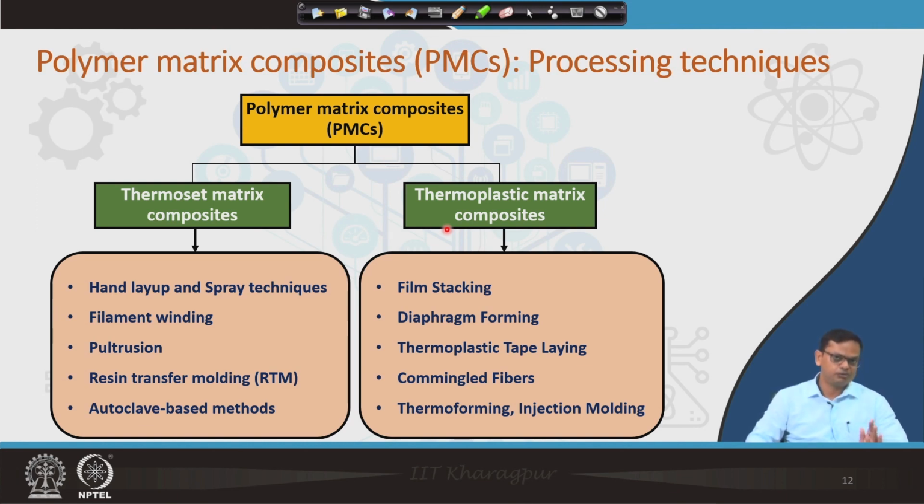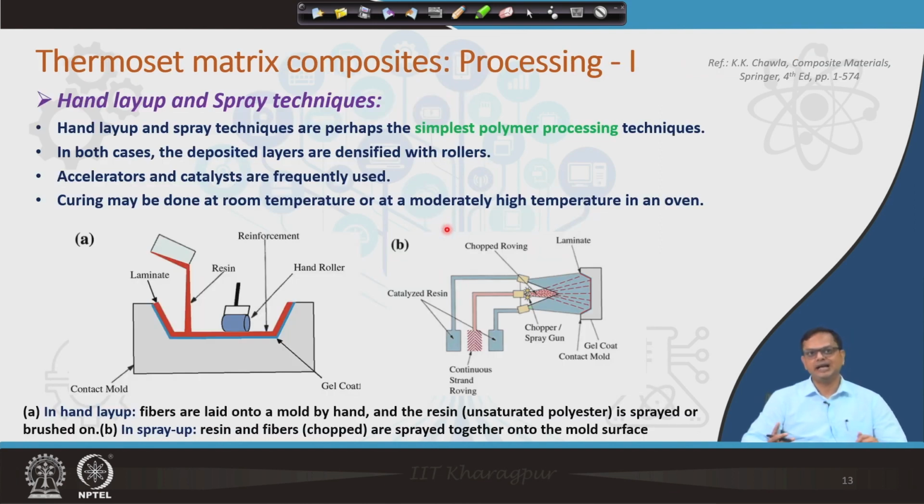Let us first talk about thermosets. In thermoset matrix composites the first one is hand layup and spray technique. This is the most primitive one and still being done. So, what is done here basically? You can see in this cavity, in the case of hand layup, first the fibers are laid down. Fiber mats, short fibers, continuous fibers, whatever fibers you require, are laid onto this mold, and then the thermoset resin is poured.